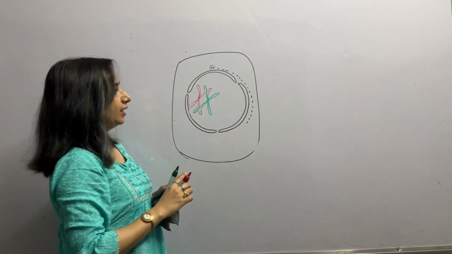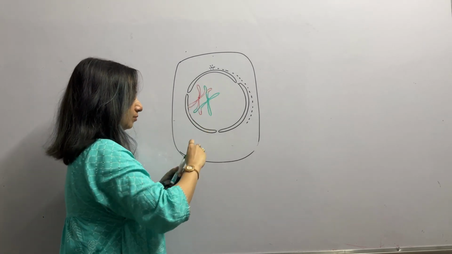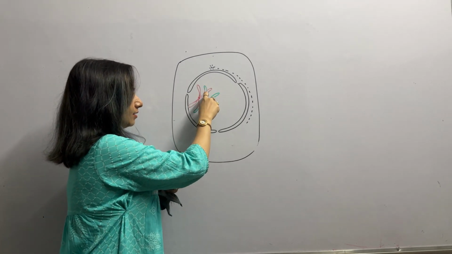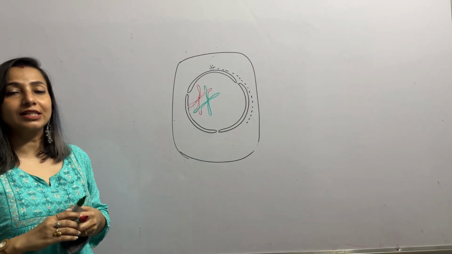What we will see is a capital X-shaped structure formed. Is a capital X-shaped structure formed. This structure is called as chiasmata.